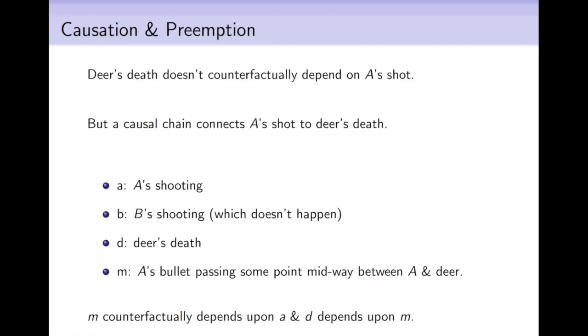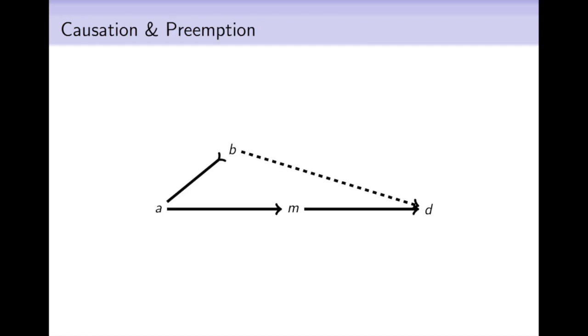So how do we see this? I think one connection is fairly straightforward. What's fairly straightforward is that m counterfactually depends upon Alice's shooting.